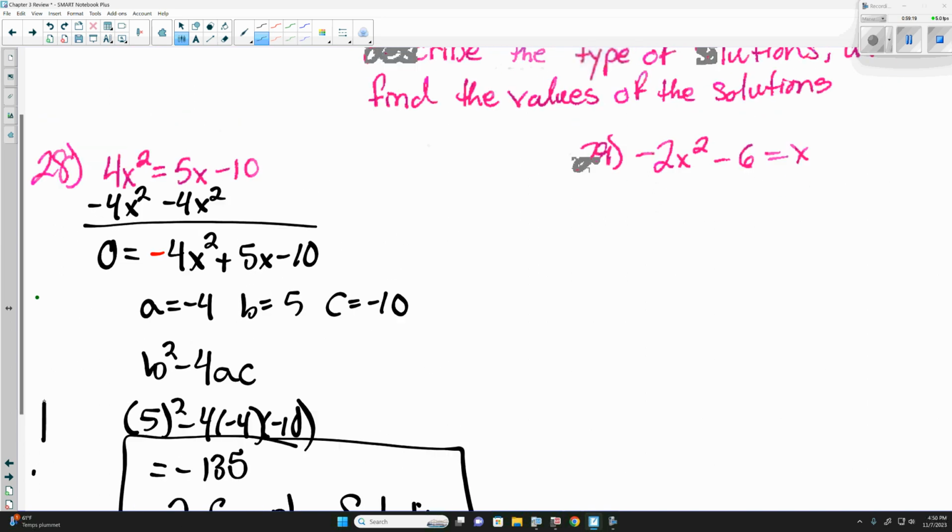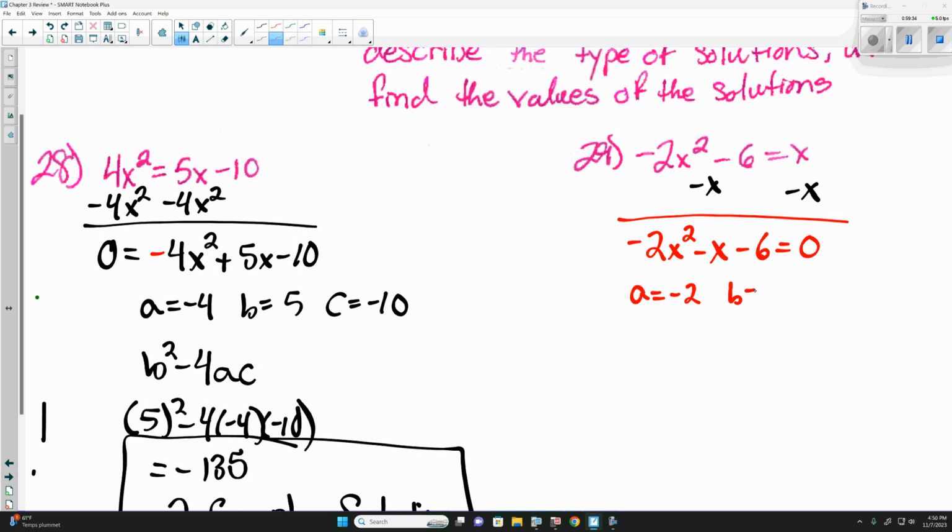29, we're doing the same thing, but we do need to get this thing equal to 0. So we're going to subtract x from both sides. And if we subtract x from both sides, we get negative 2x squared minus x minus 6 is 0. So for us here, A is negative 2, B is negative 1, and C is negative 6.